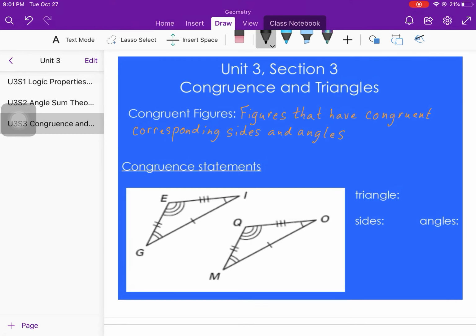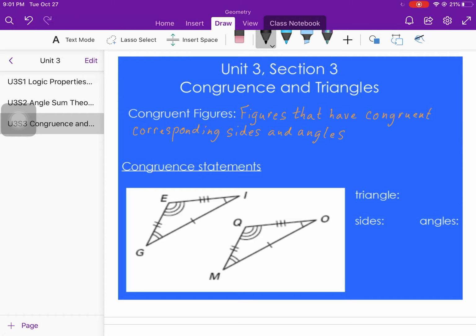If you've already seen these other two slides, you can skip ahead. But for those of you that haven't, congruent figures are figures that have congruent corresponding sides and angles. When we're talking specifically about something like a triangle, it has three sides and three angles. So if we are comparing two triangles, that means there are three sets of sides that are congruent and three sets of angles between the two triangles.